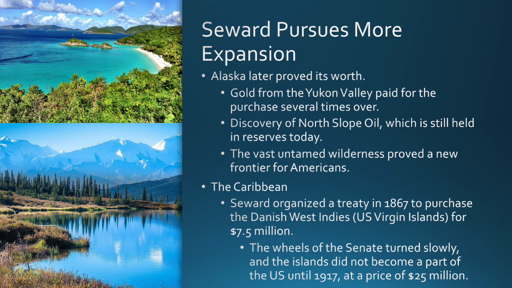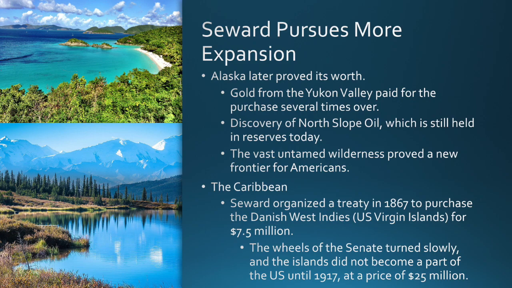Additionally, Seward kind of moved into the Caribbean as well, or the Caribbean, depending on whether it's pirates or vacation. He organized a treaty in 1867 to purchase the Danish West Indies, which is now called the U.S. Virgin Islands, for $7.5 million. And the wheels of the Senate turned very, very slowly during this process. And so the islands did not really become a part of the United States until 1917, and we paid $25 million for them. And if you look on this slide, you see the picture on the top is of the U.S.